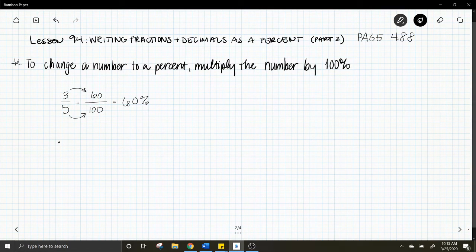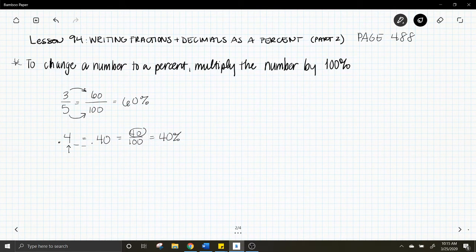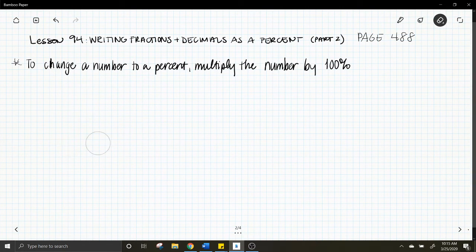They also give us the example 4 tenths. That's the same thing as writing 40 hundredths. Remember, after the numbers in a decimal, we can add zeros without changing the value. 40 hundredths can be written like this, which is 40%. But now we're going to change things up, and we are simply going to multiply whatever number they give us by 100, and in that way find out what percent it is.